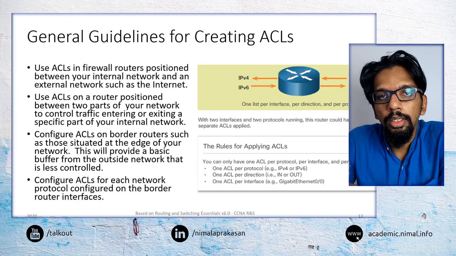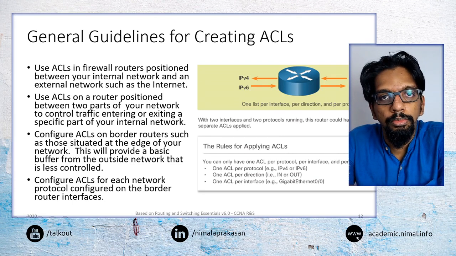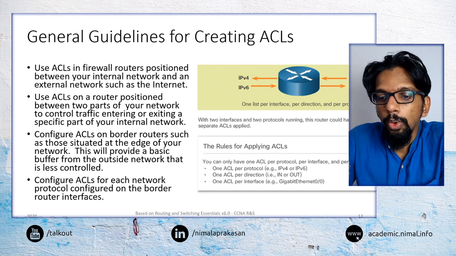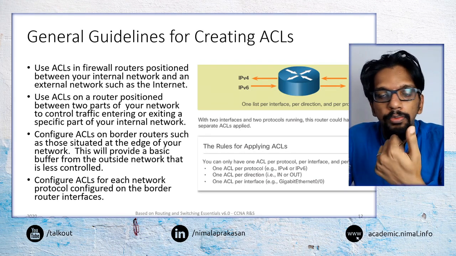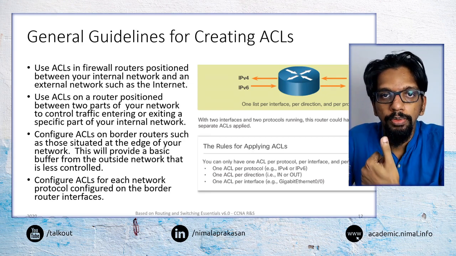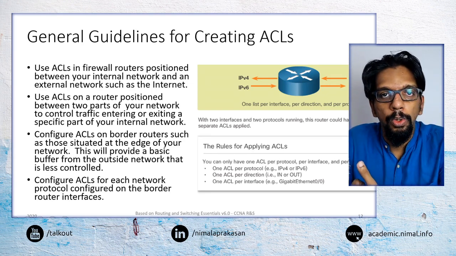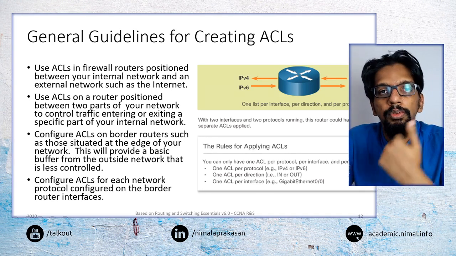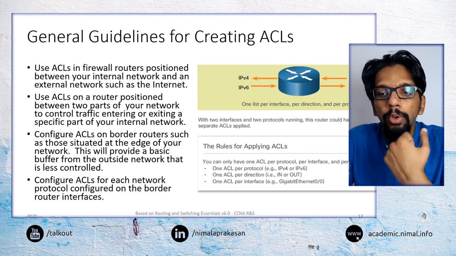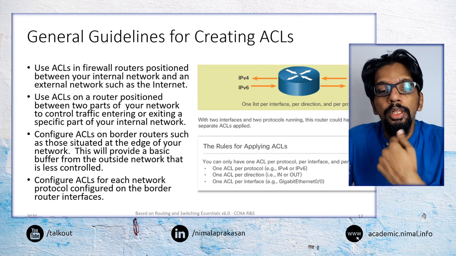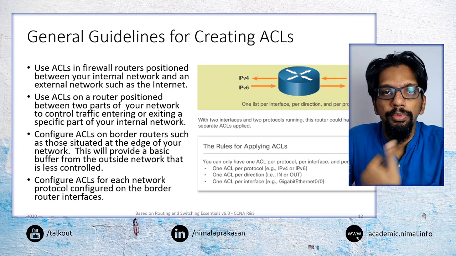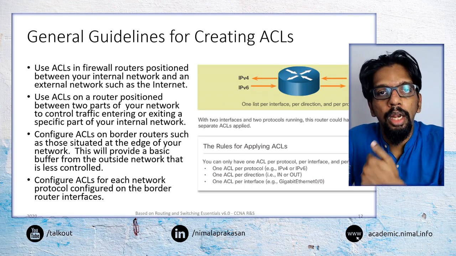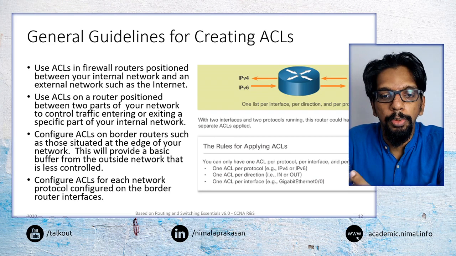Let's now look at some basic rules about how we go about creating access control lists. If we have a router and the router has a number of interfaces, we will have to create access control lists for each of those interfaces. Then at each of those interfaces, we'll have to create them separately for inbound and outbound traffic. We would also have to create them separately for each protocol. So for IPv4 we have to create one separately, and for IPv6 we will have to create one separately.